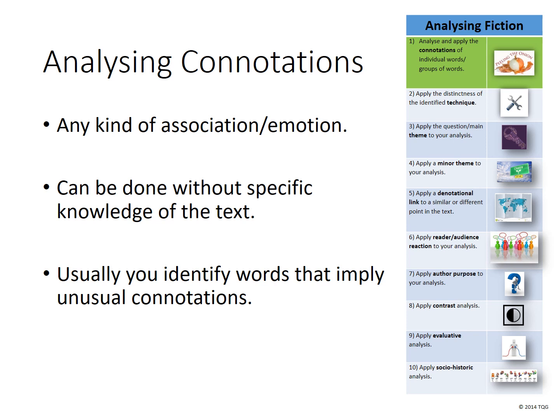So our first type of analysis is that of analysing connotations. And connotations are essentially any kind of association or emotion with words or phrases in the text. And as I said before, you don't necessarily need specific knowledge of the text, although that will make your analysis far better. Usually, the words that you want to focus on for this are ones that have unusual or unsettling connotations.